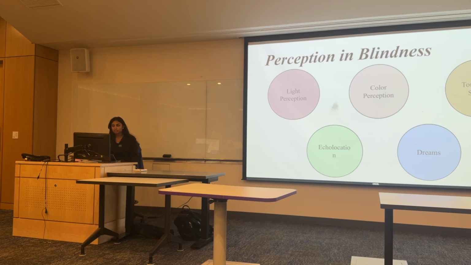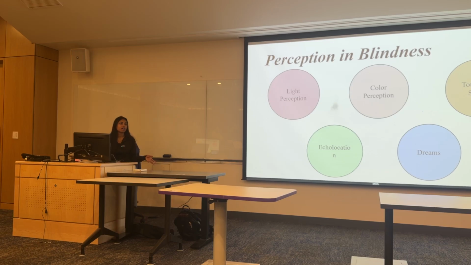And then color perception. While total blindness does mean no color perception, individuals who become blind later on in their life can remember colors from past experiences, or they can recall colors when described by other people.